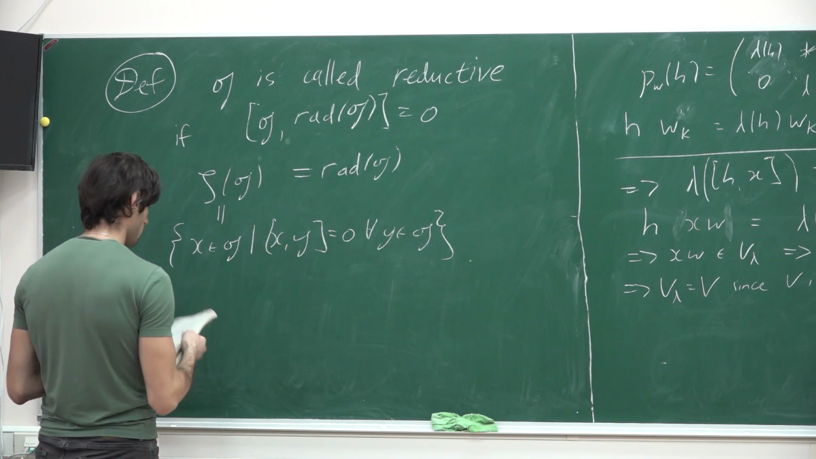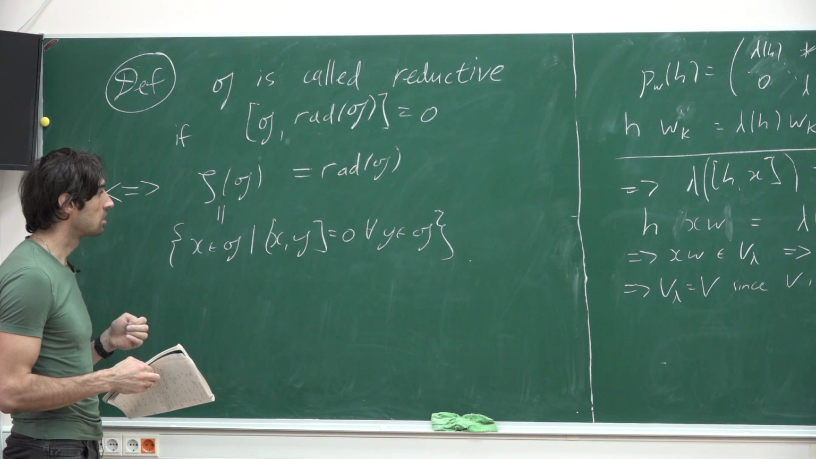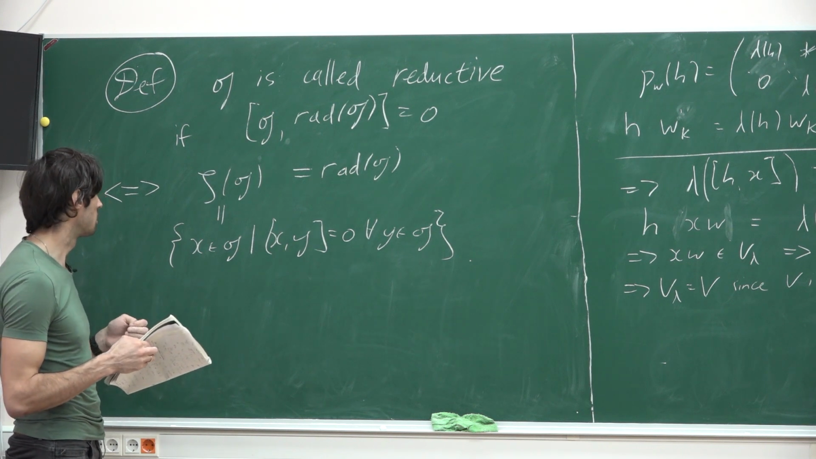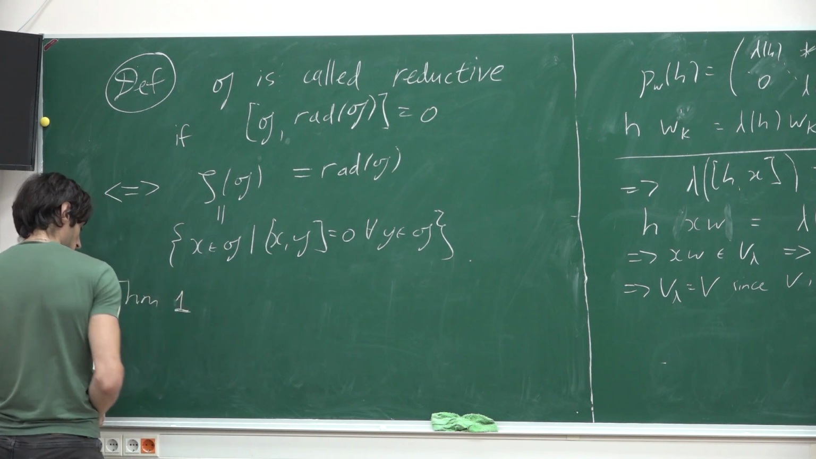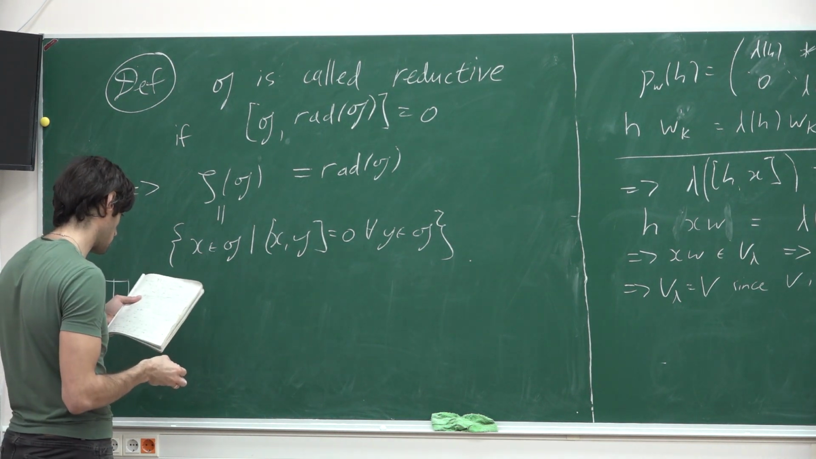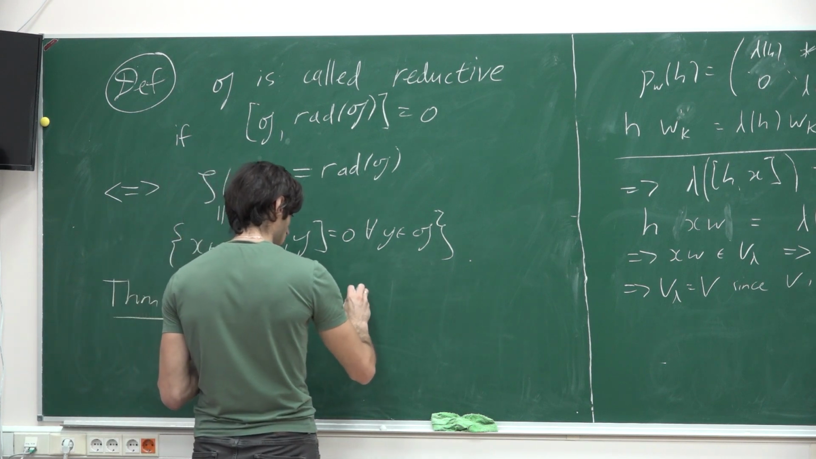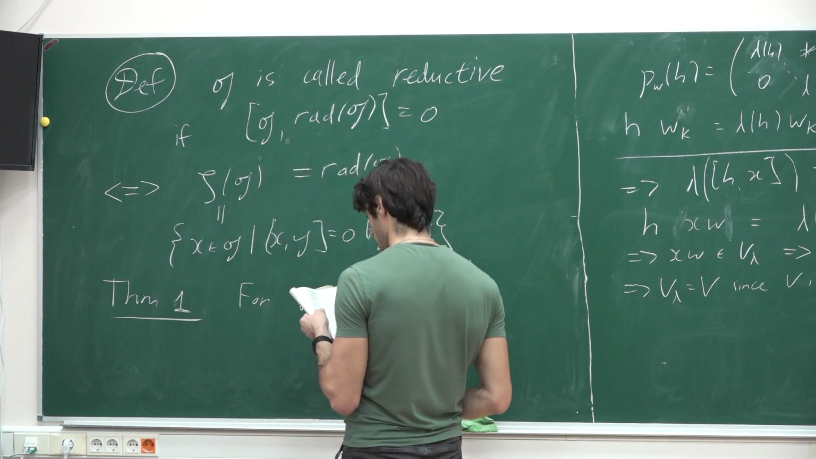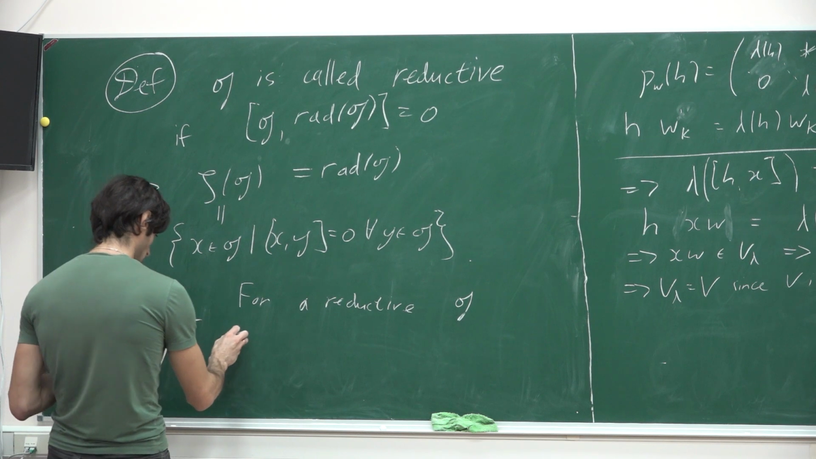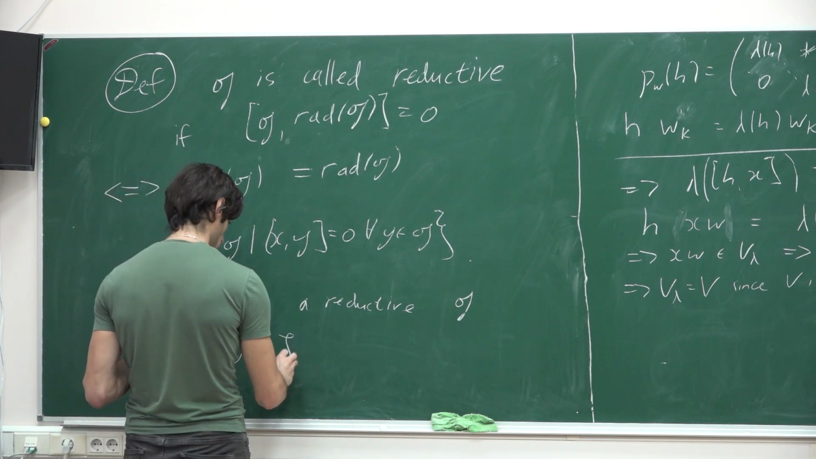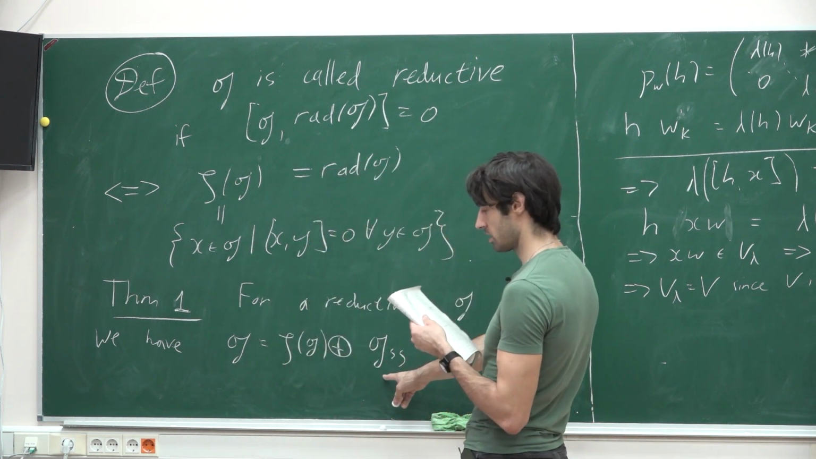All right. And finally, we will conclude this semester by two strong statements, which we are not going to prove, at least today. So the first statement, but these are very important results in the structure theory of Lie algebras. For a reductive G, we have the following decomposition. G decomposes as follows: the center of G direct sum with something which is semisimple.